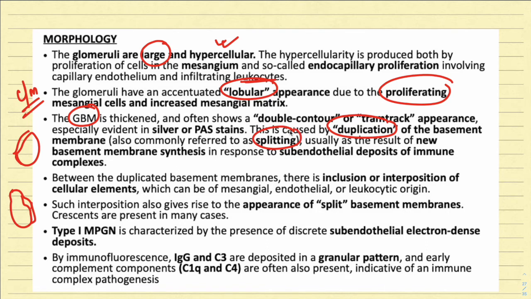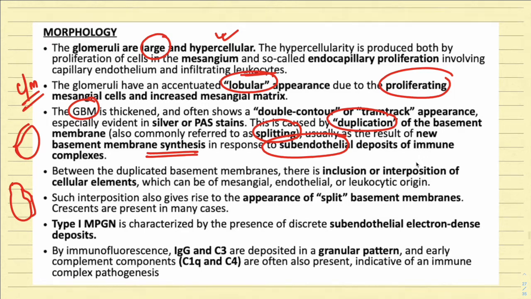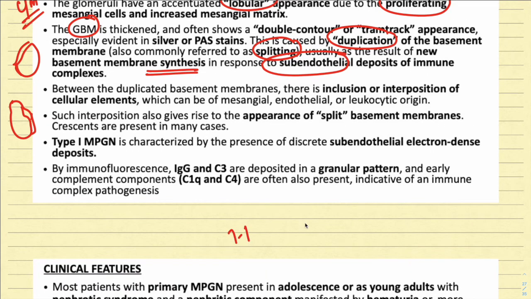Usually it results because of synthesis of new basement membrane in response to the subendothelial deposits of the immune complex. So in case of MPGN, actually type 1, if you see, there is subendothelial deposit, and this subendothelial deposit actually causes the basement membrane splitting.